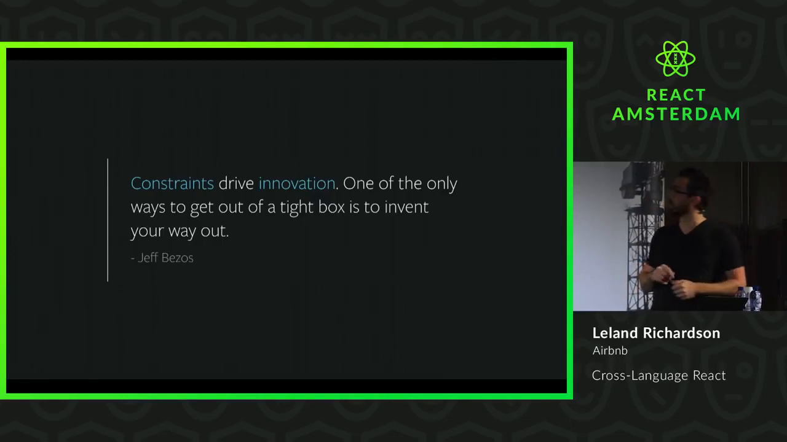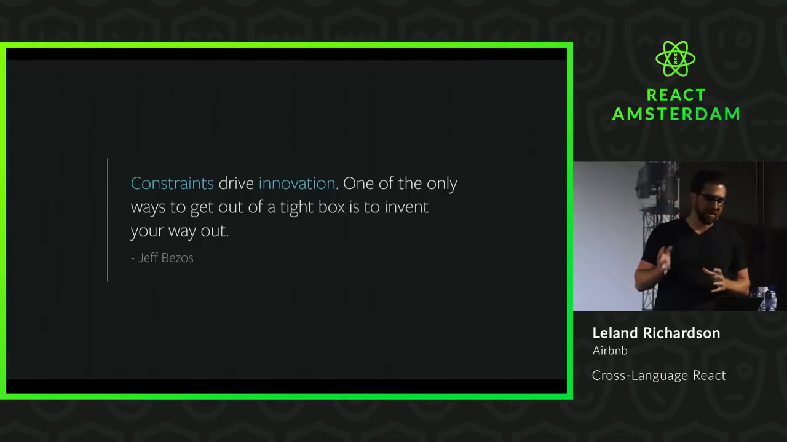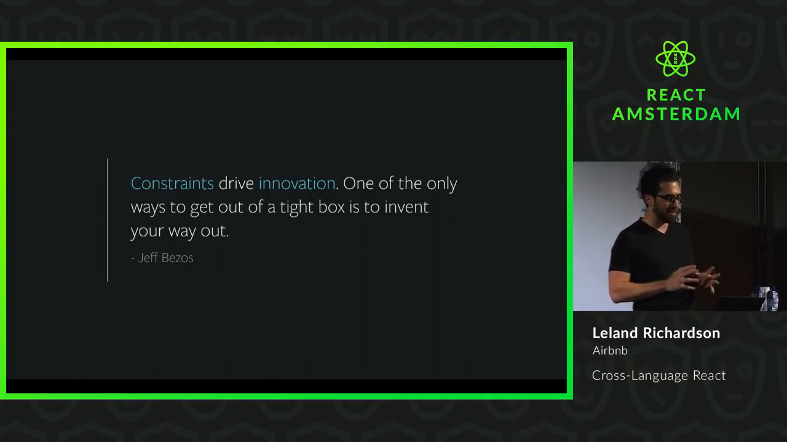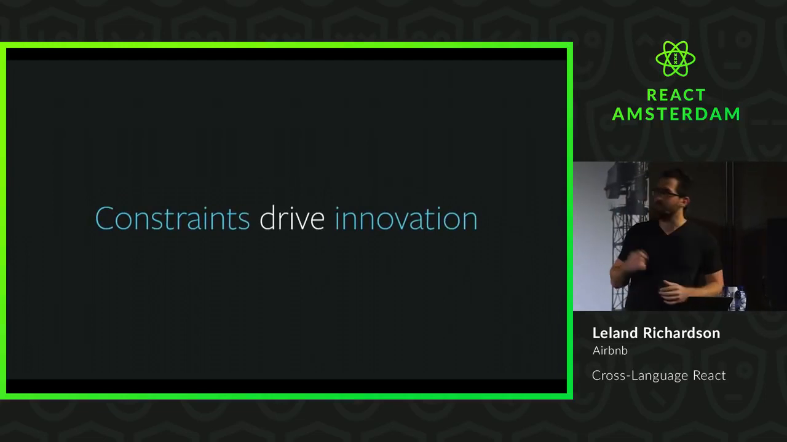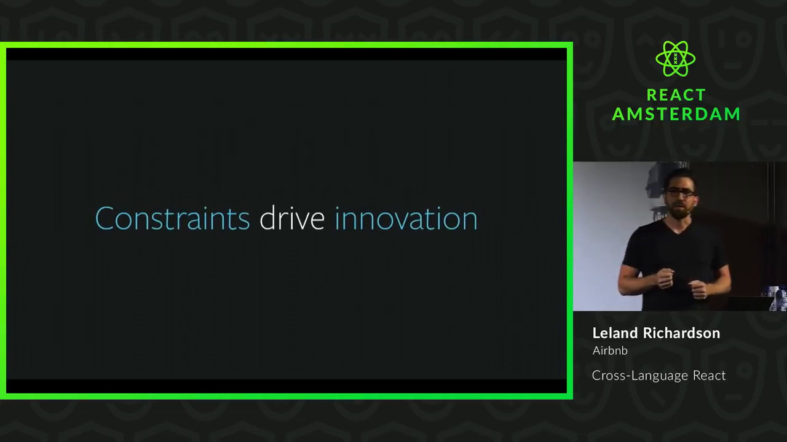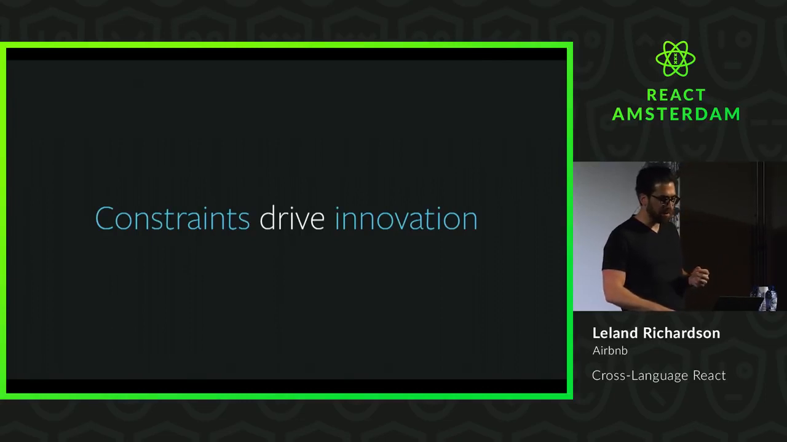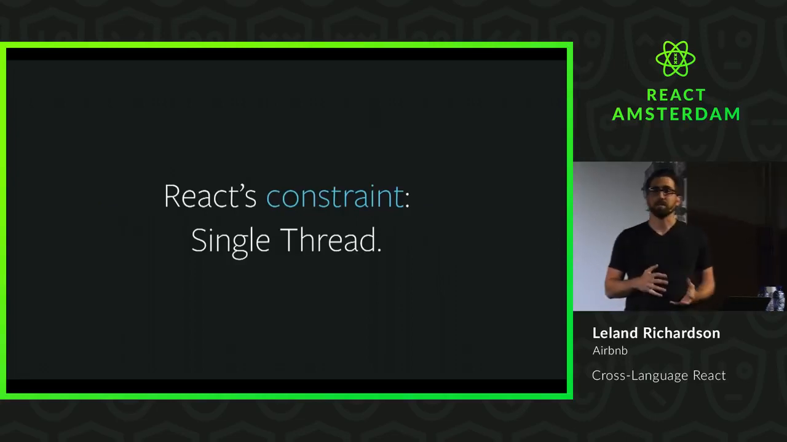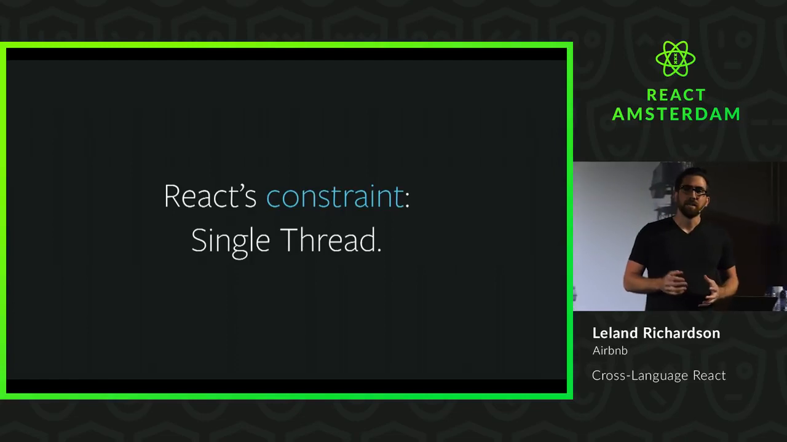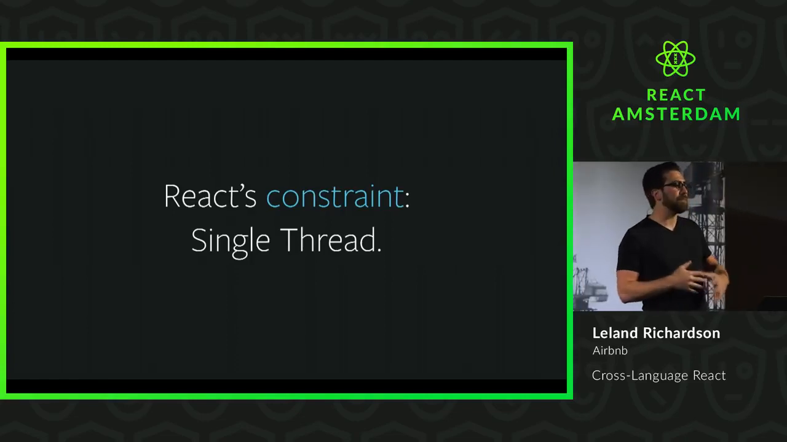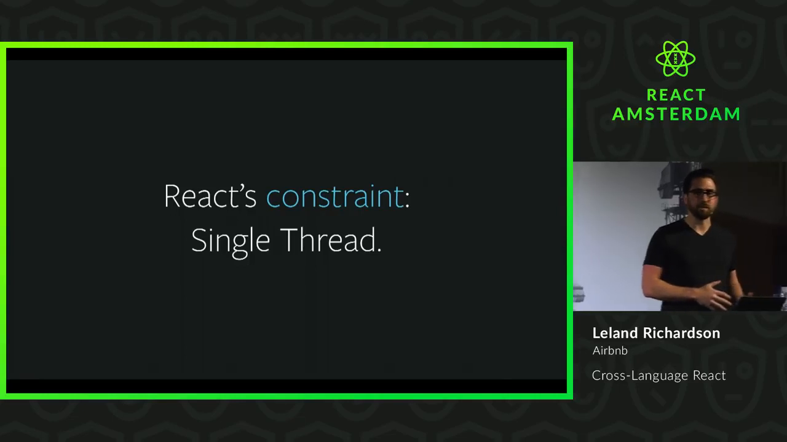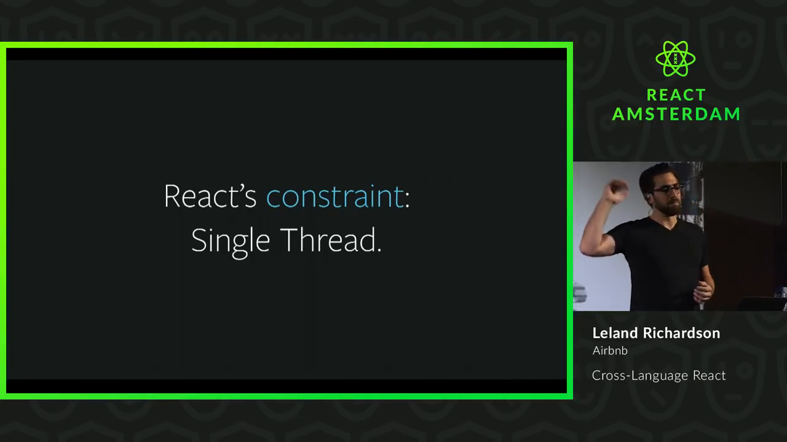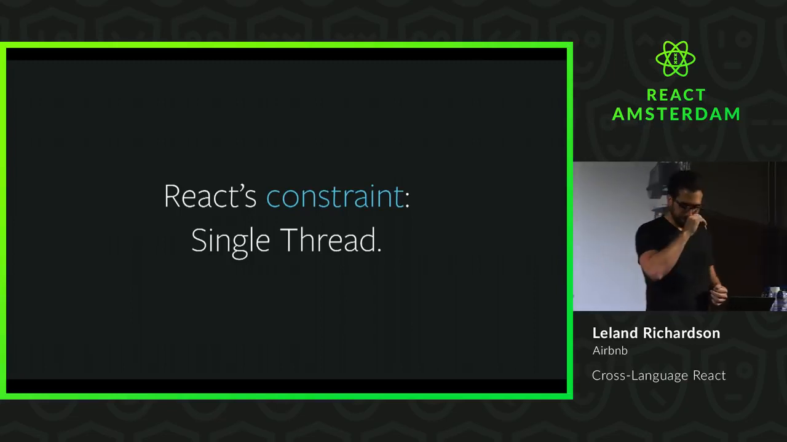And so what I want to talk about, starting with that, I like this quote by Jeff Bezos. It says, "Constraints drive innovation. One of the only ways to get out of a tight box is to invent your way out." And I think this is a really important principle. When we think about the innovation that React had, let's first think about what the constraint was. The constraint was that JavaScript is single-threaded, and as we demand more and more out of our JavaScript applications, that becomes a more and more difficult ceiling to deal with.